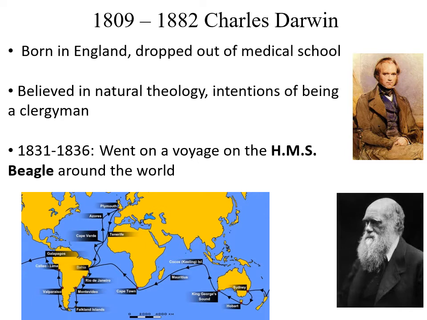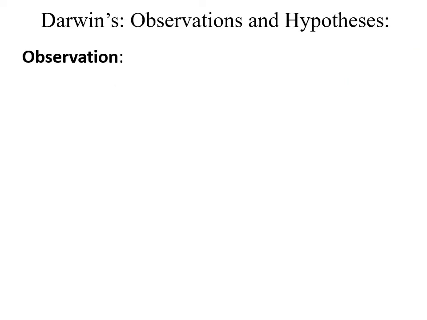While on this voyage, he was taking note of the flora and fauna of the different areas he visited, and in doing so, he started to put together some ideas in his head. Again, he didn't come up with the idea of evolution, but he put together a comprehensive listing of the evidence that would support the mechanism by which evolution can happen. So, Darwin's observations and then his hypothesis based on these observations.